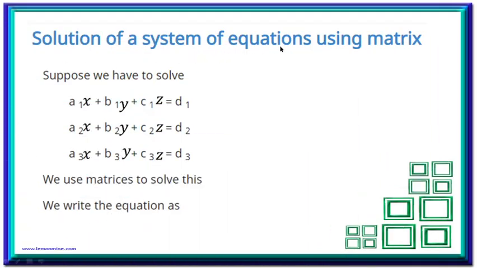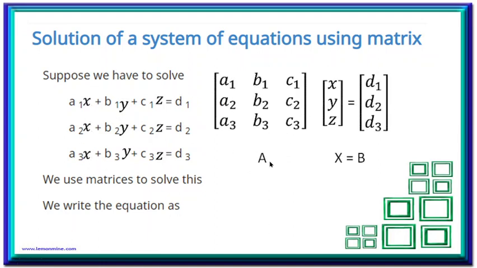Now, solution of a system of equations using the matrix concept. Suppose we have to solve this system. Here three equations and three variables are given, so we have to use the matrix concept. First of all, we will write the given system in the matrix format. A, as we just discussed, represents all the coefficients of variables. Matrix X represents all the variables and matrix B represents all the constants written on the right side.